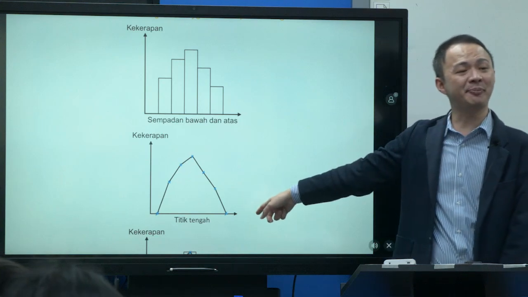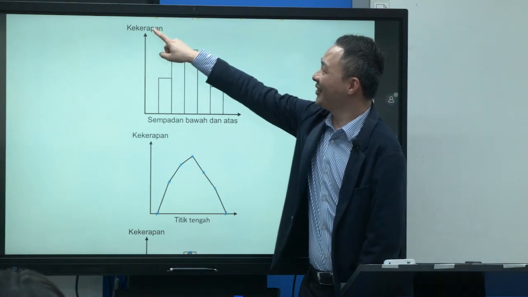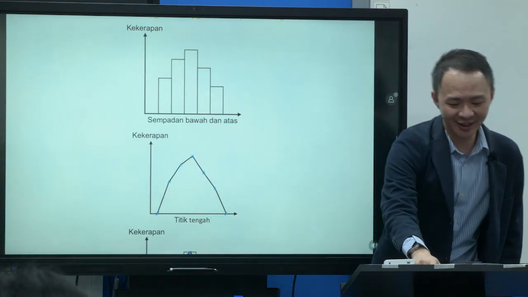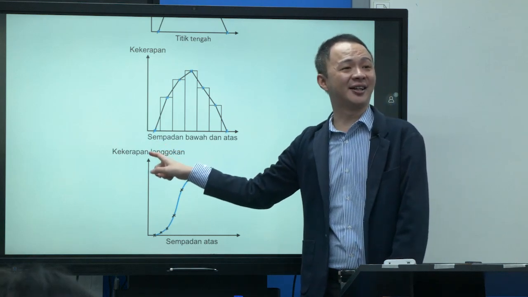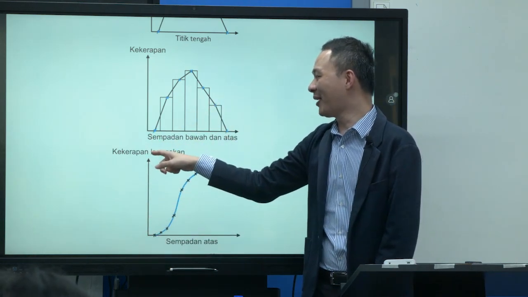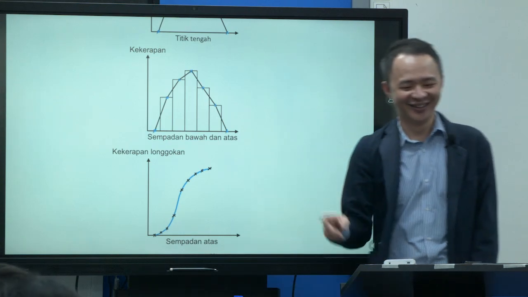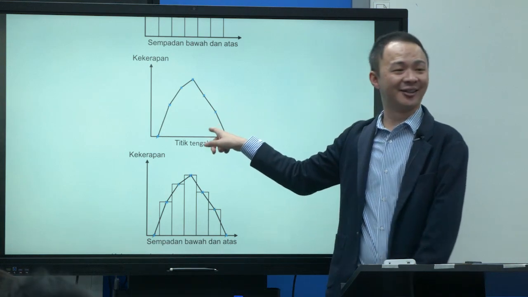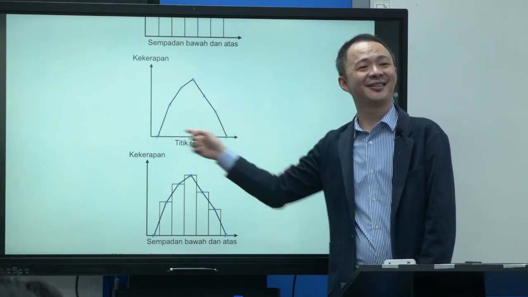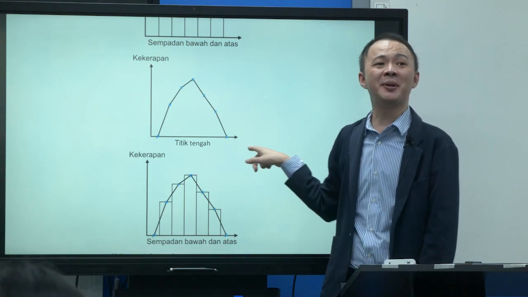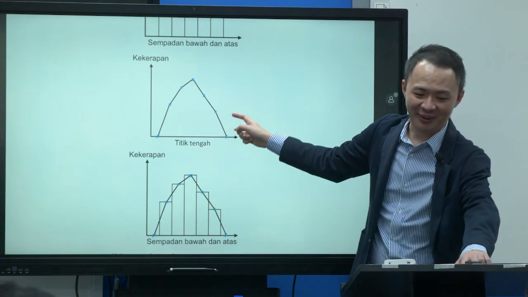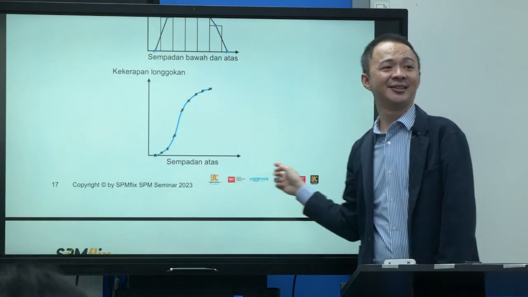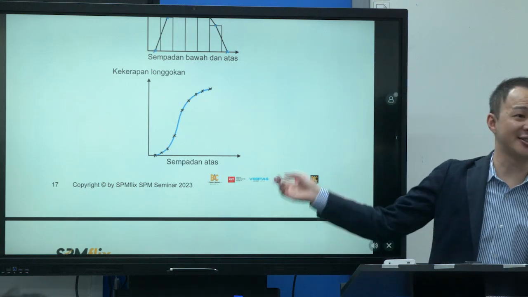Okay, next one, frequency polygon. Pay attention, the vertical axis is the frequency. But this one is a cumulative frequency. All are using boundary except this one, where the X-axis uses the midpoint. For the other one, we use boundary on the X-axis. This one we use upper boundary, or we call sempadan atas. Okay.